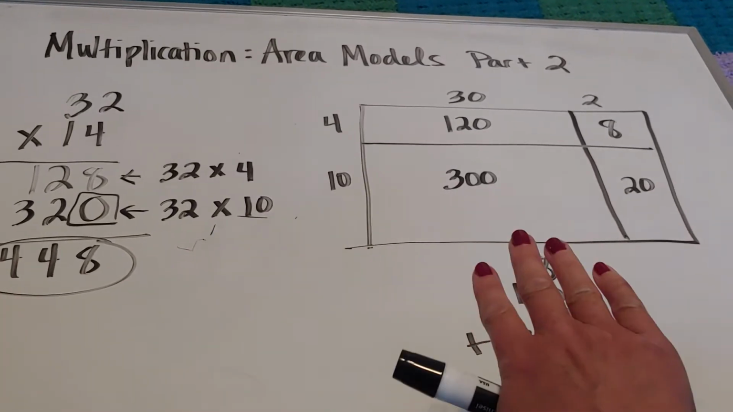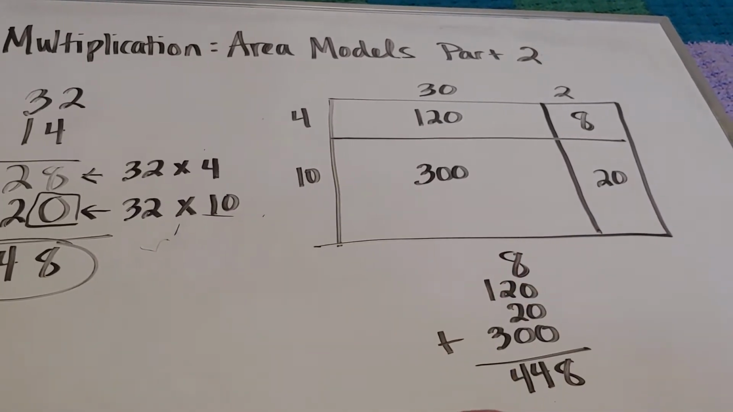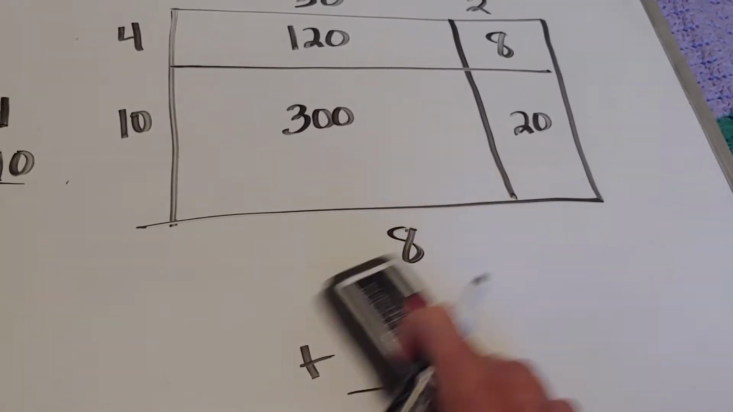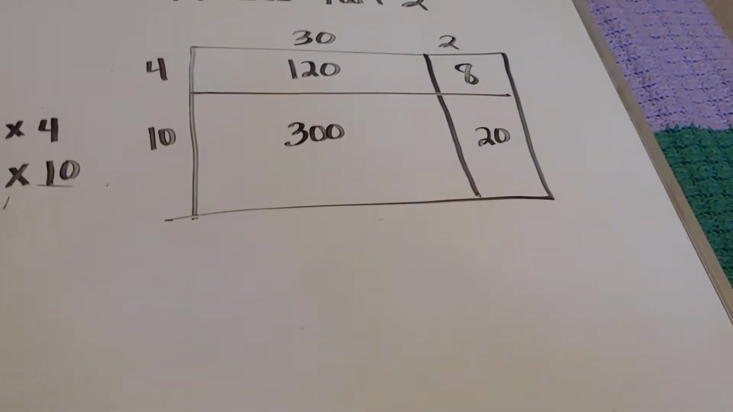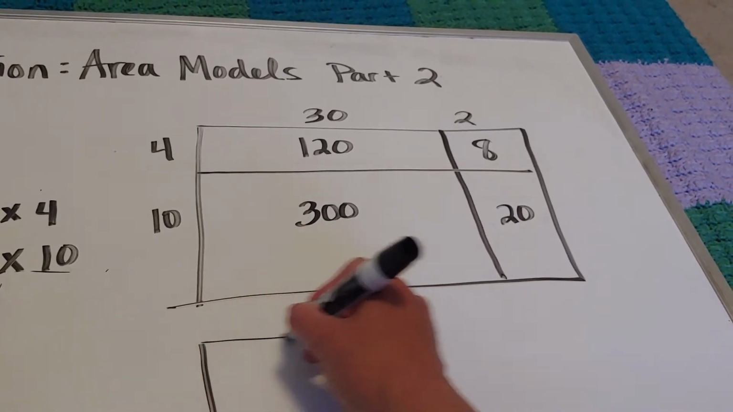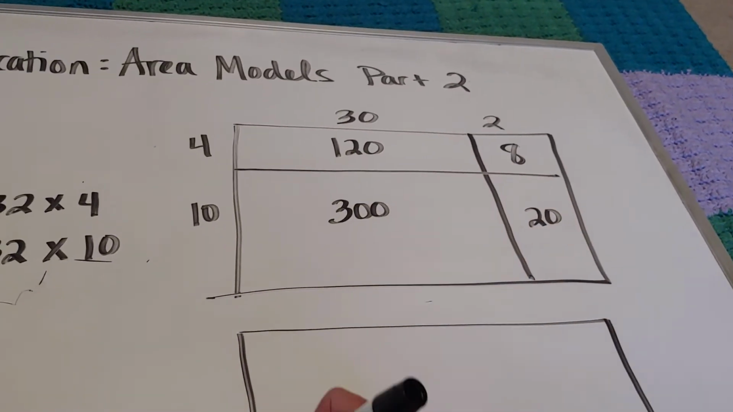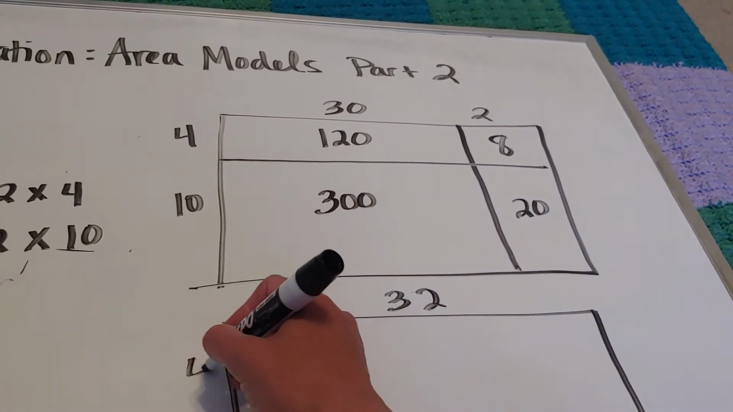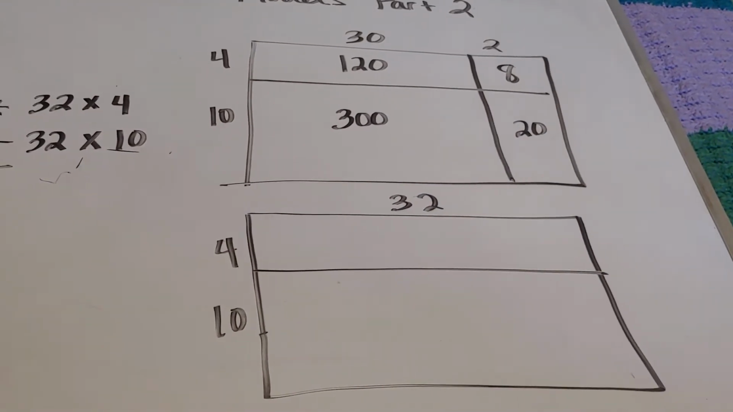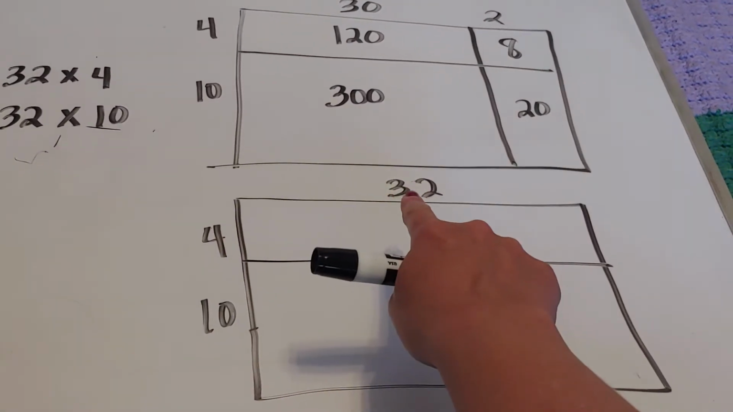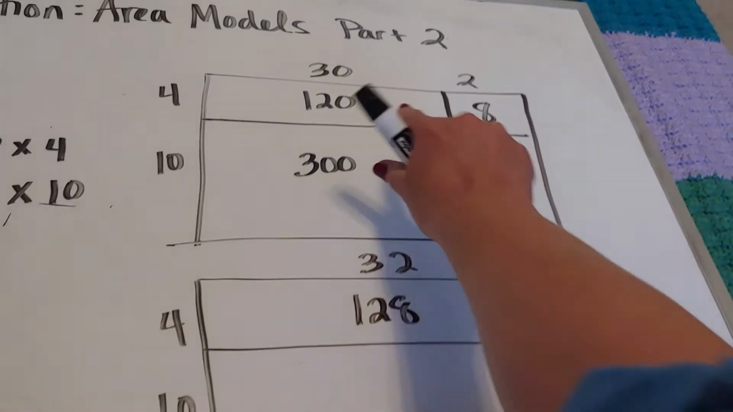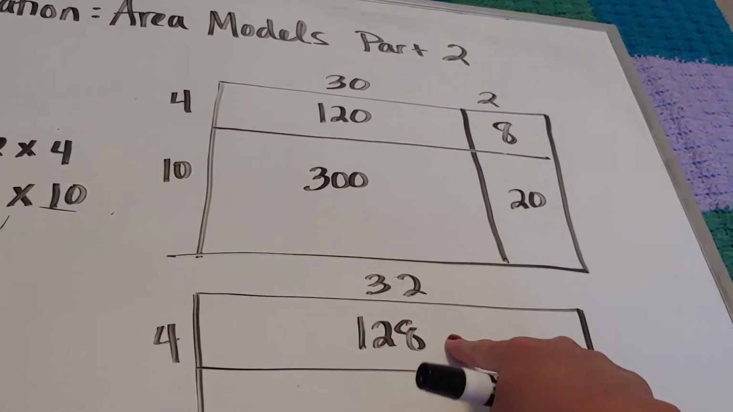All right, how we can use this is that we can modify it just slightly. If I go back for just a second and erase this, what would happen if I change this just slightly and instead I go 32, 4, and 10? What happens is 4 times 32 is 120 plus 8, or 128. So I'm saying that these two have to add up to 128.